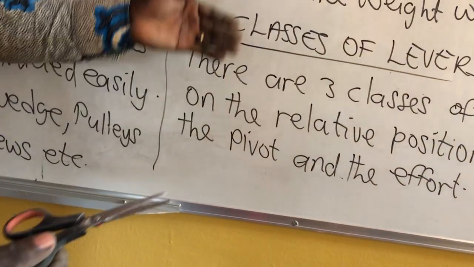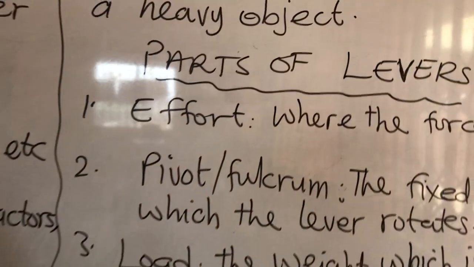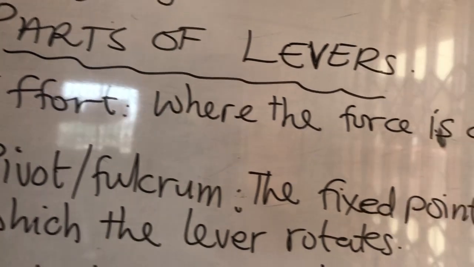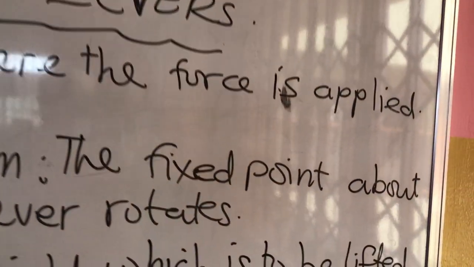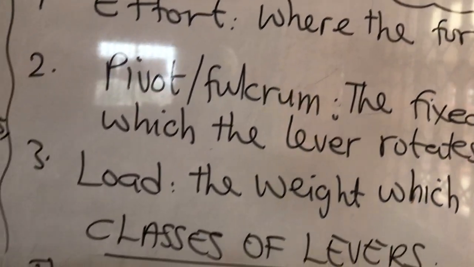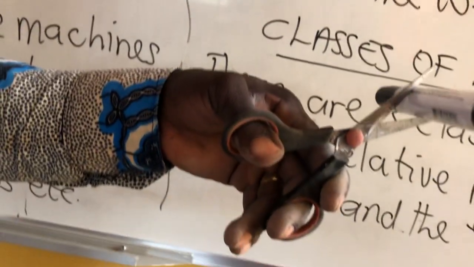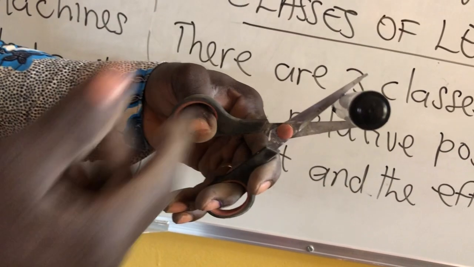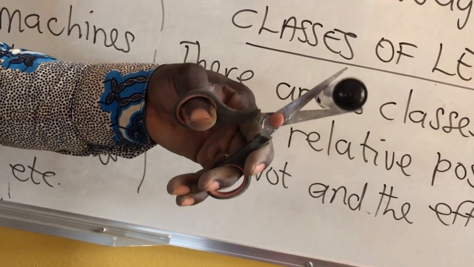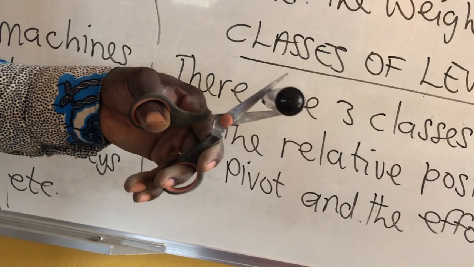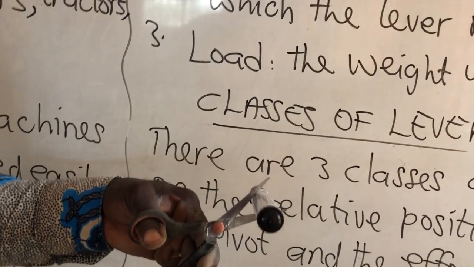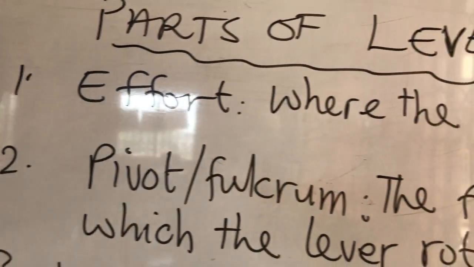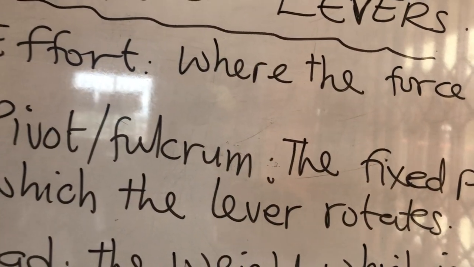And we also have the load, where you are going to put the material which you are going to cut. If this is what you want to cut, you place it here. So that side becomes the load, for example the cloth when you are sewing a dress. You place it there, and that part becomes your load side. So we have three parts of a lever: the pivot, the effort, and the load.